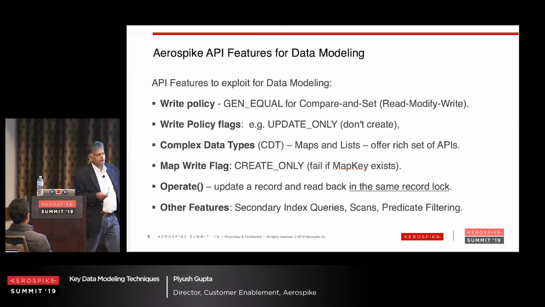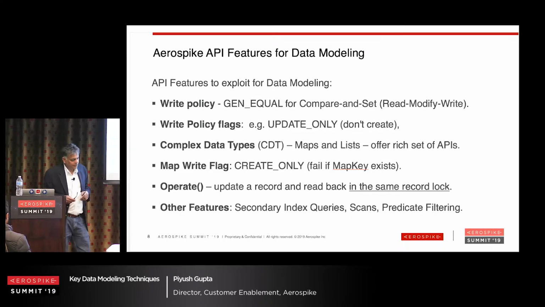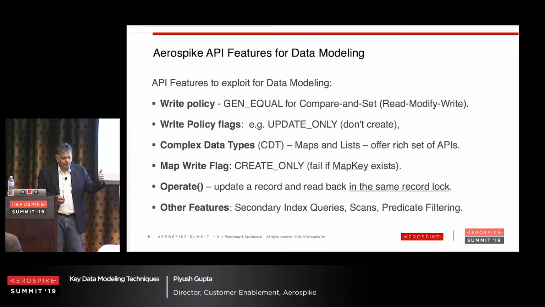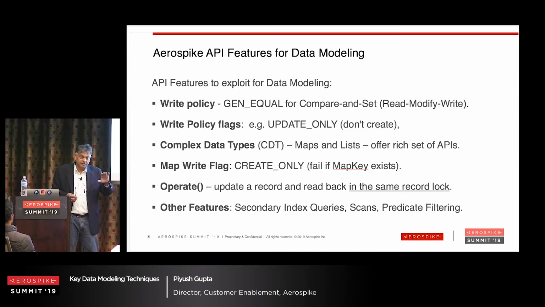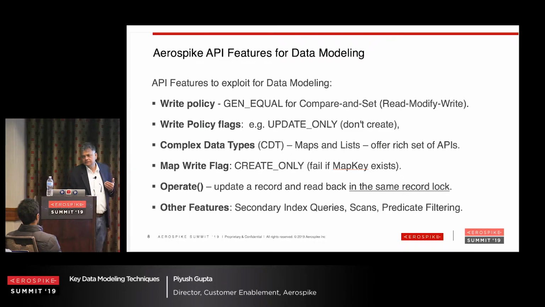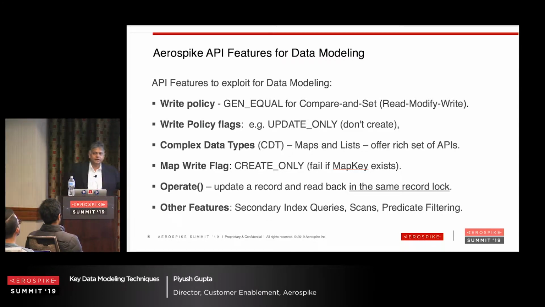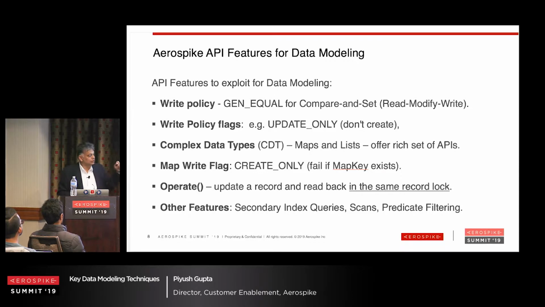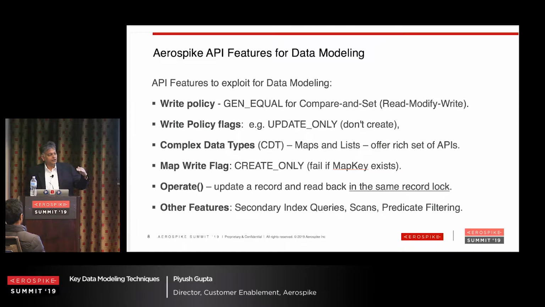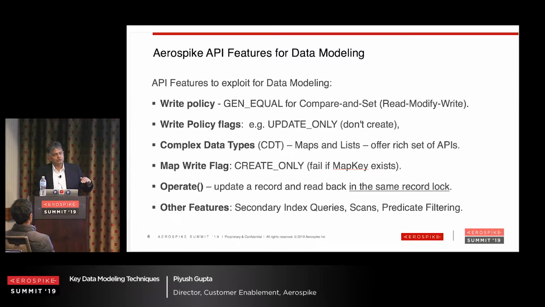Finally, I want to point out the operate command in our APIs. The good thing about operate is you can stack a bunch of updates you want to do on the record in the same lock, but you get a free read on the way back. So in the same lock, you can do an update and read back. You can also do reads through the operations if you want. So you can get what it was, what did I change it to, and what the final value is. You can get a whole array of reads back from each operation as well. Okay. So that's very powerful.